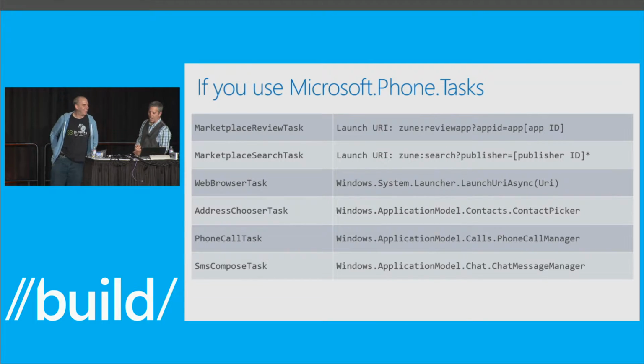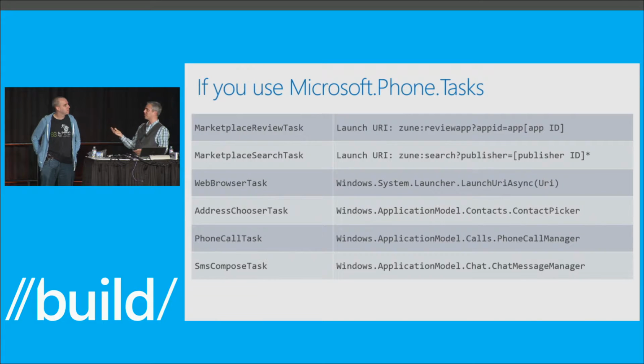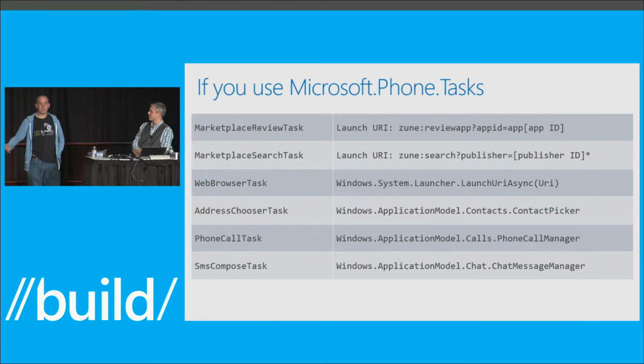All right. So we might have to launch one of these URIs, and these URIs have a special protocol, not HTTP colon, but in this case it's Zune colon. And how do we launch a URI? Because usually I use a web browser task. Yeah, but that also doesn't exist. So in this case, you're going to use the launcher class, and there's a launch URI async method that you just pass the URI. Only 6 tasks are on this list. You can see picking an address, making a phone call, composing an SMS.